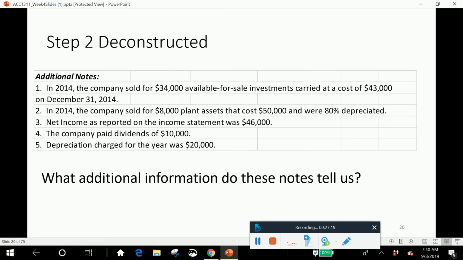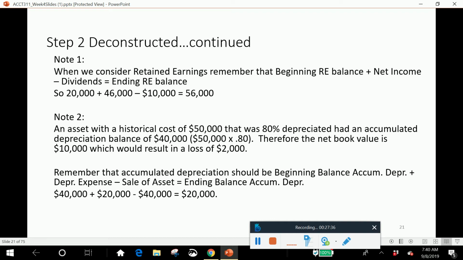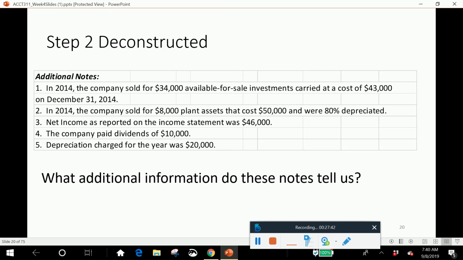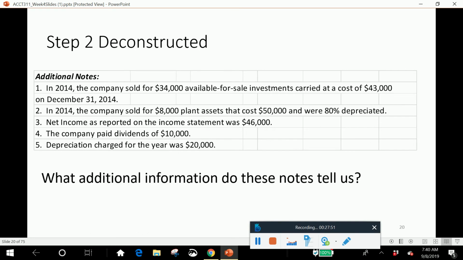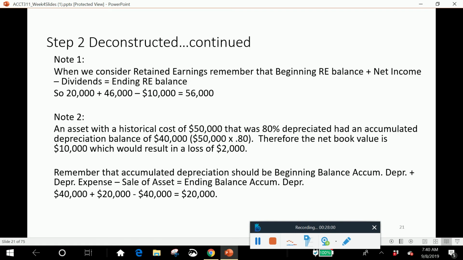Note 1 says, in 2014, the company sold for $34,000, so that's how much cash they received, available for sale investments carried at a cost of $43,000 on December 31st of 2014. Okay? Actually, we're going to skip that one for a minute, sorry, and let's first talk about retained earnings.